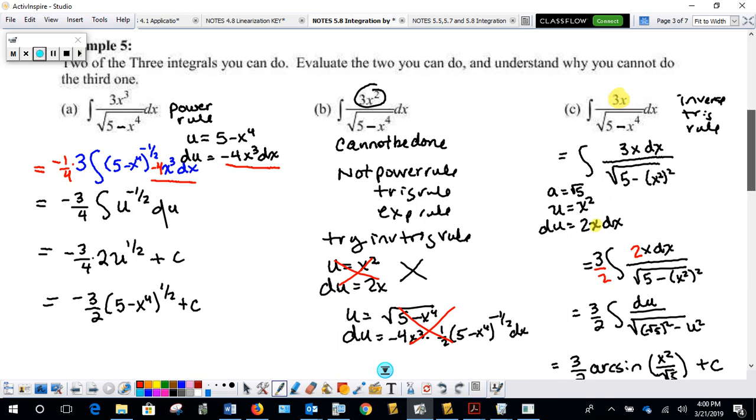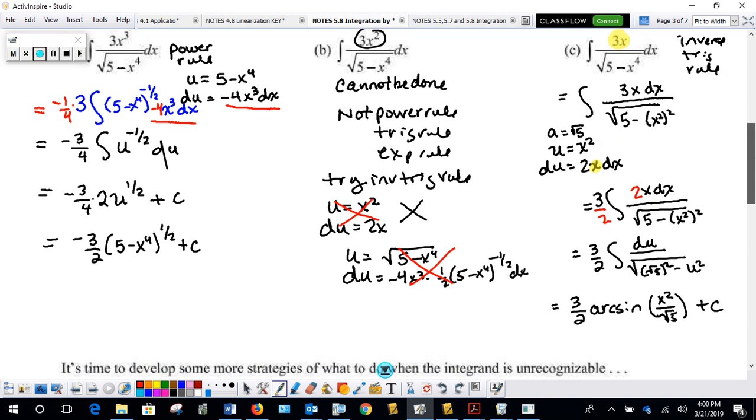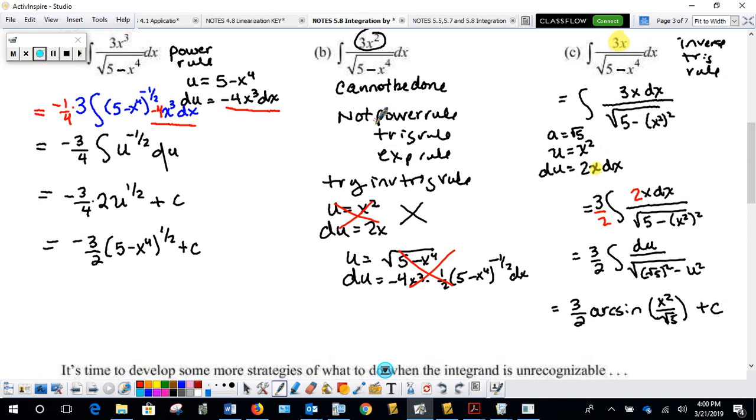And that's why sometimes you just have to try stuff and then eliminate. And once I've eliminated, not the power rule, not the trig rule, not the exponent rule, not inverse trig, and it's not log rule, you're out. That's pretty much all the things that you've got to do, so you know you can't do that one.